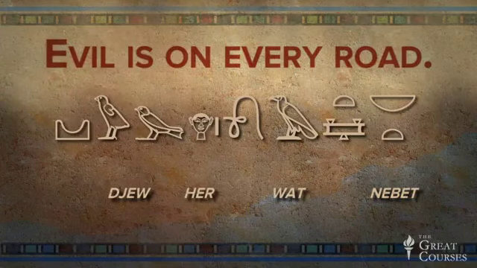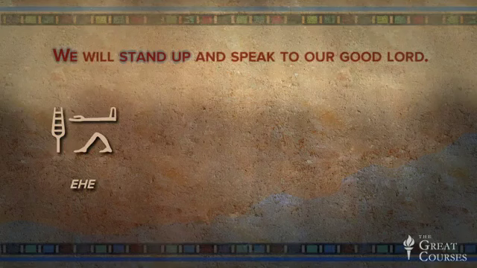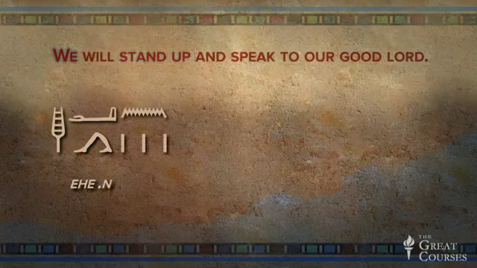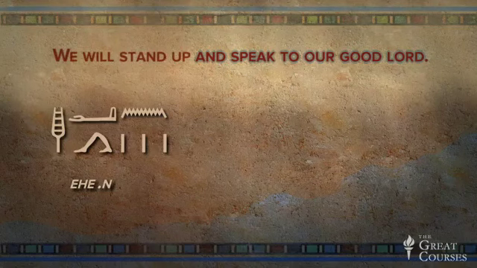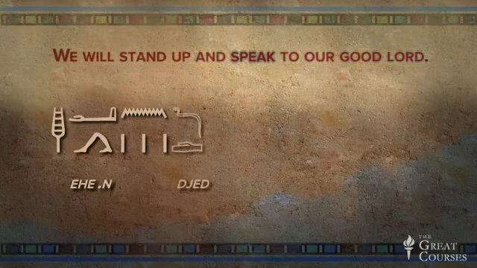Our last English to hieroglyph sentence was, "We will stand up and speak to our good Lord." Start with the verb for stand up, eheh. It's "we stand up," so we add our suffix pronoun en for we and speak to our good Lord. There was no real "and" in ancient Egyptian, so we just go directly to our next verb, speak, which is dejed.